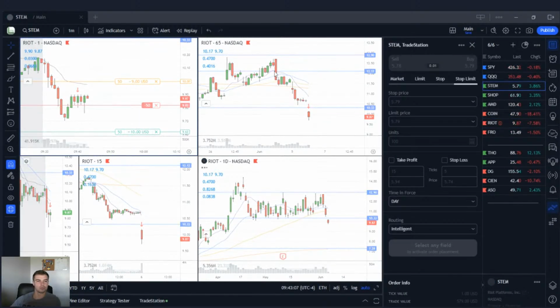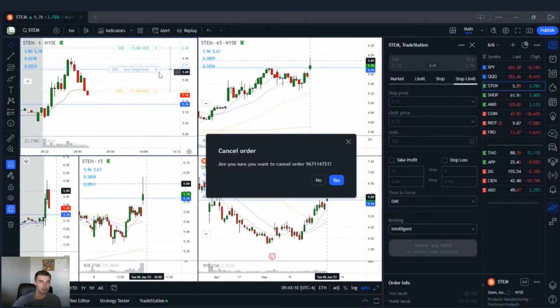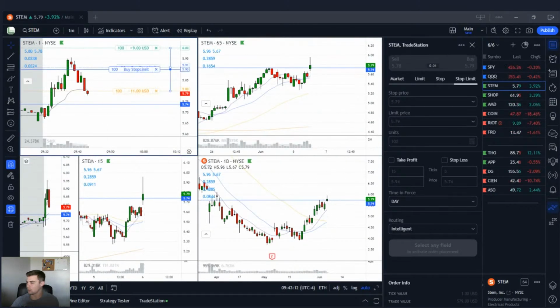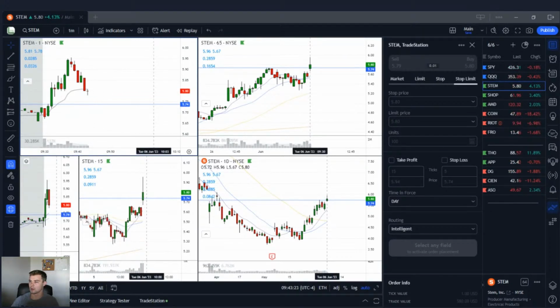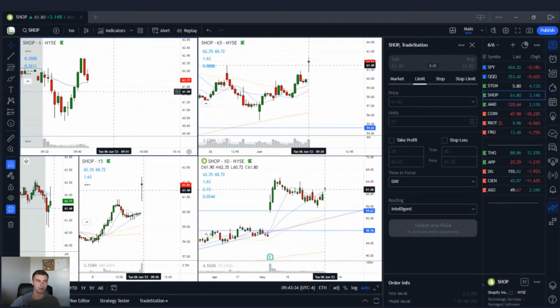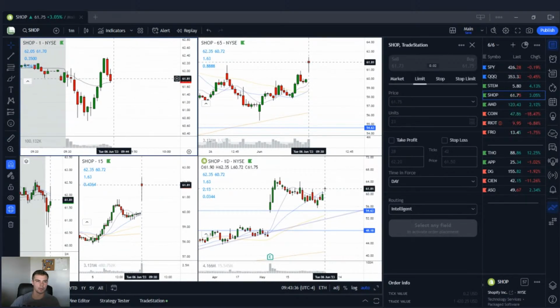Okay, guys. Cancel STEM as well. Just put in a pretty nasty red bar. So cancel STEM. Still watching Shopify. Market's looking a little bit lower. Kind of choppy right here. Yeah, Shopify is definitely my top watch at the moment. I like this one quite a bit. See if we can't get maybe a buy setup or something out of here.